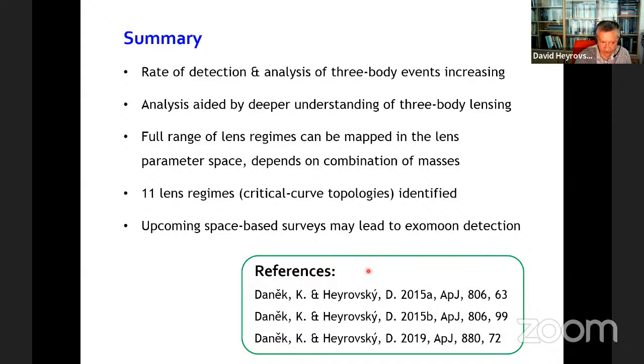If we look just at the exomoons, which is one of the most attractive prospects of what you can detect by three-body lensing, the upcoming space-based surveys are quite likely and may lead to exomoon detection. So let's hope the surveys go operating. Let's hope even Euclid joins, and let's see what will come in the following years.